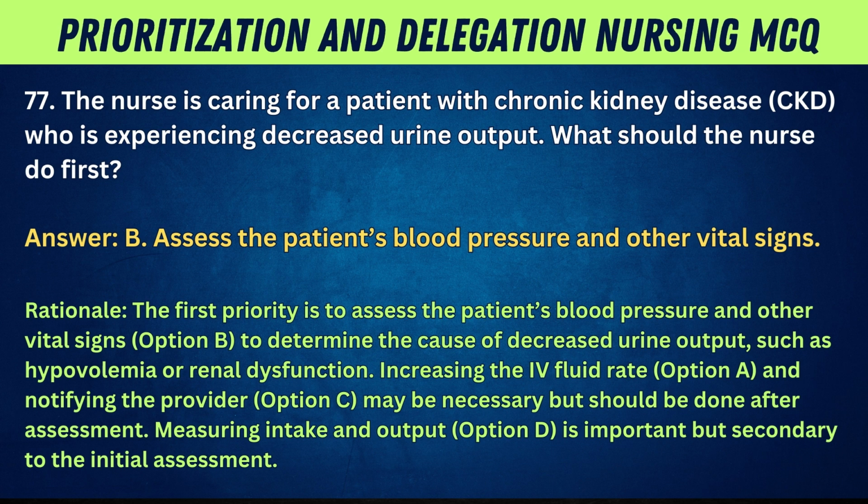Answer. B. Assess the patient's blood pressure and other vital signs. Rationale. The first priority is to assess the patient's blood pressure and other vital signs, option B, to determine the cause of decreased urine output, such as hypovolemia or renal dysfunction. Increasing the fluid rate, option A, and notifying the provider, option C, may be necessary but should be done after assessment. Measuring intake and output, option D, is important but secondary to the initial assessment.